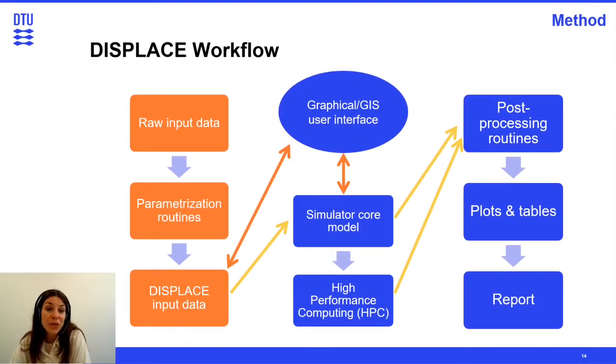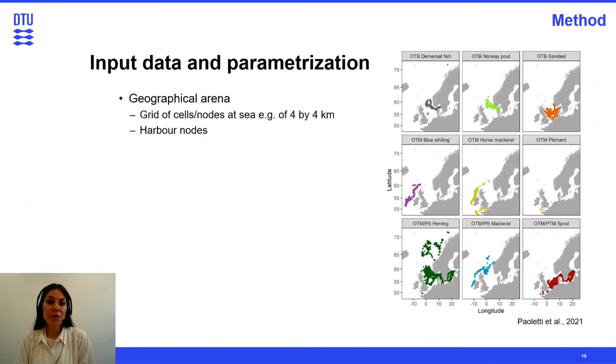First, I will show you the necessary input for starting a DISPLACE simulation. It is first, of course, important to define a geographical area where you want the model to operate. This is a grid of nodes between where the vessels move and decide to do an activity. Different resolutions are possible, and it is important to also include nodes where harbors are located.